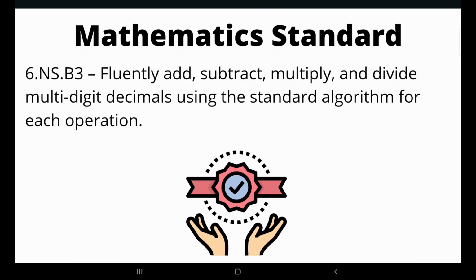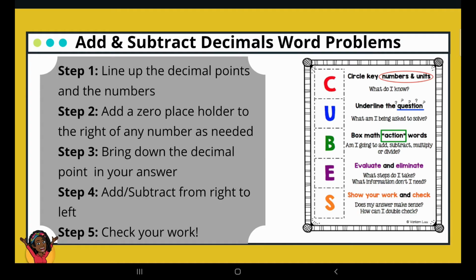Hi everyone, welcome back. So today we're going to be looking at 6.NS.B.3, fluently add, subtract, multiply, and divide multi-digit decimals using the standard algorithm for each operation. But we're going to be focusing primarily on word problems today. So here are our steps for adding and subtracting decimals, as well as our CUBES strategy for evaluating word problems.